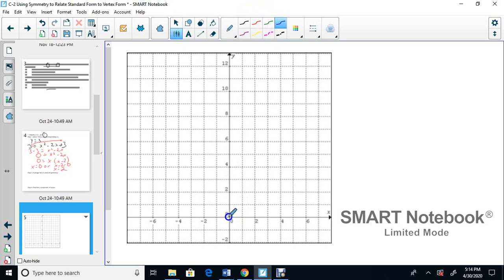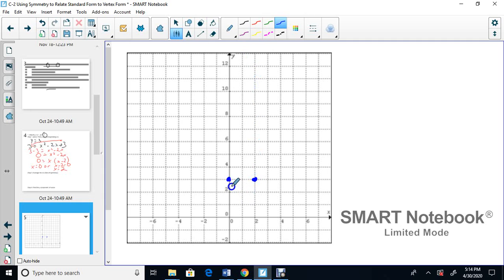So when y equals 3, x can either equal 0, that's our y-intercept, the number at the end, or x can equal 2. So at that y equal 3, x can either equal 0 or x can equal 2.